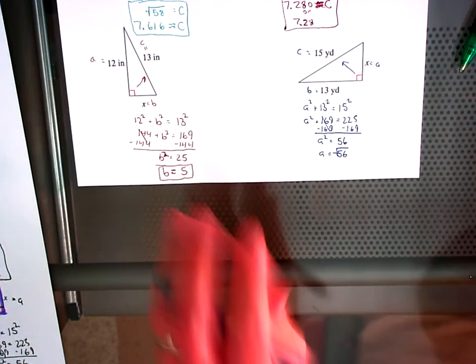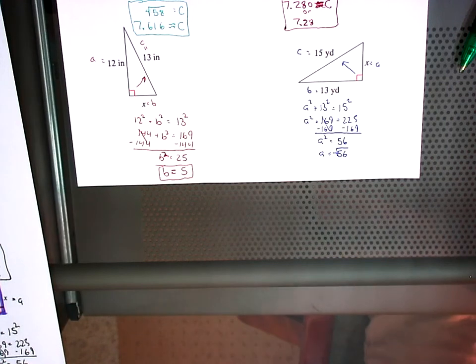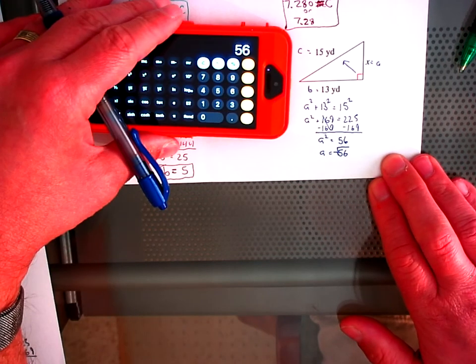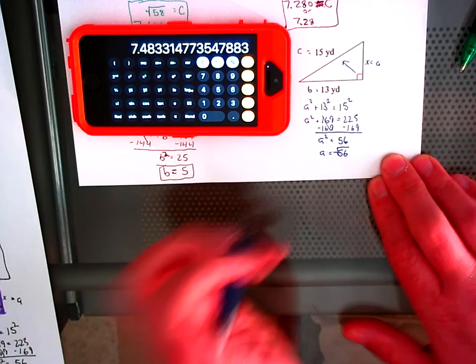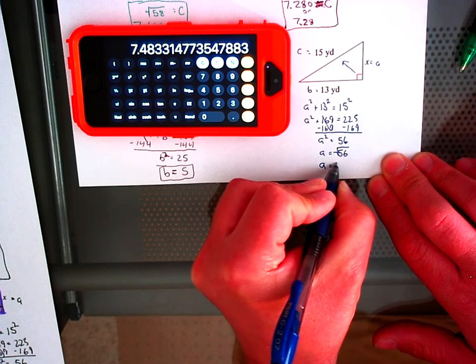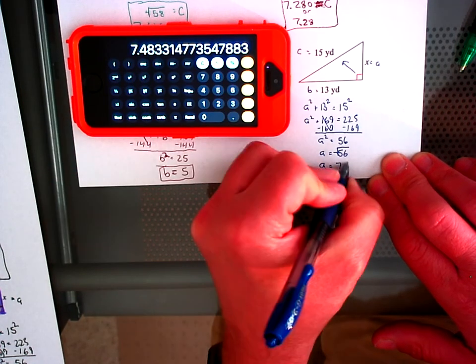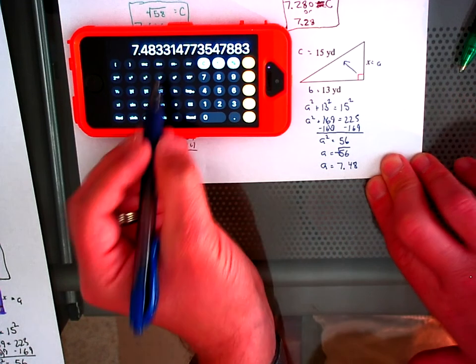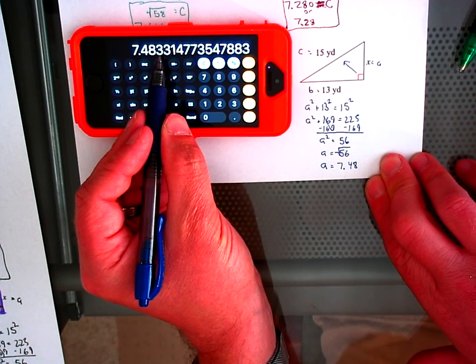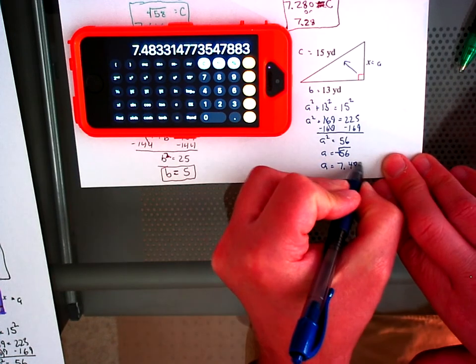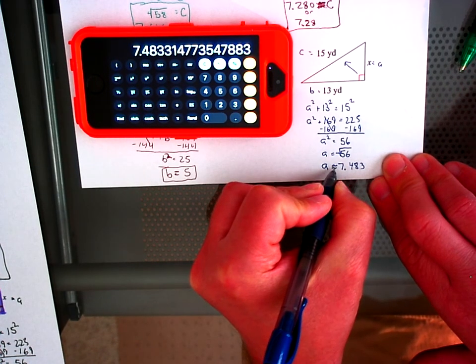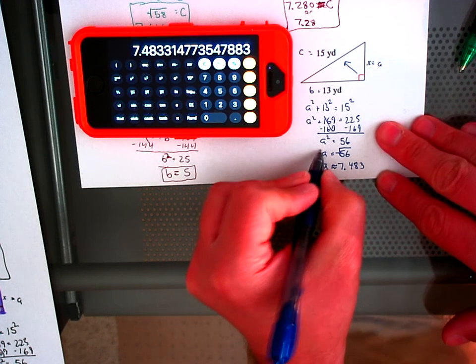So A is the square root of 56. And again, if I want that, I take that 56, I hit my square root key. And if I'm going 3 places behind the decimal, I got 7.48. That's 2 places. I'm looking at this third, which is a 3. I look behind it, it happens to be another 3. So I could just leave it. And it's about 7.483.